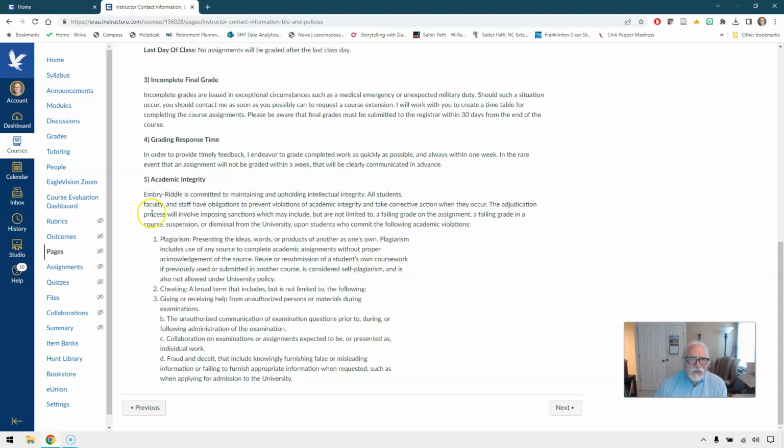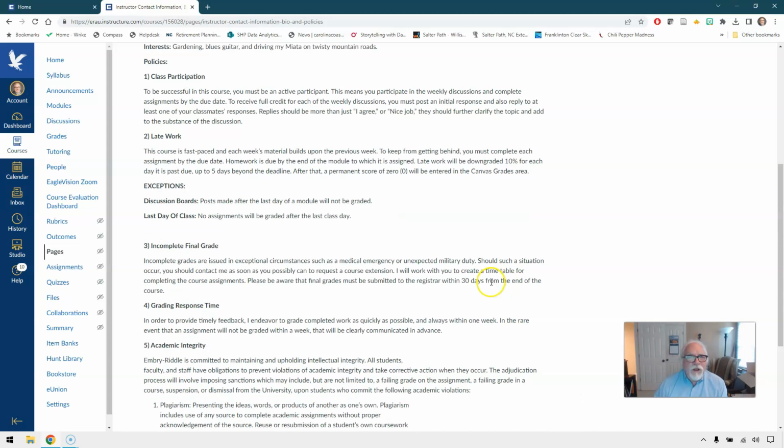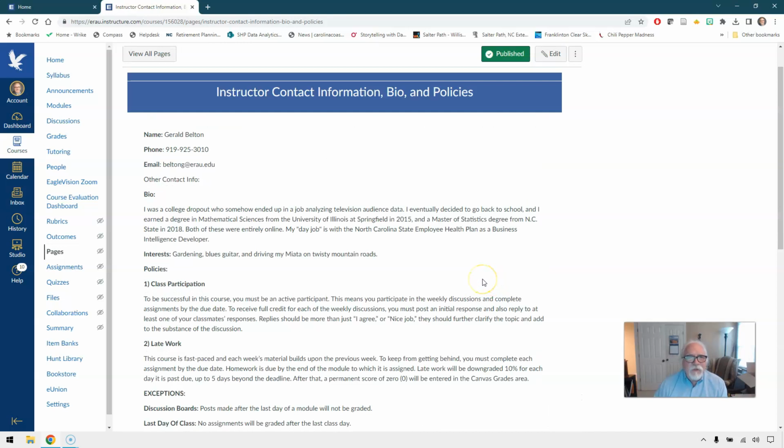And then there's some information here about academic integrity. You can read all that. I have not had issues with plagiarism in this course when I've taught it before. We're all mature adults here. We all understand what's required. So that's it. That's where to get help.